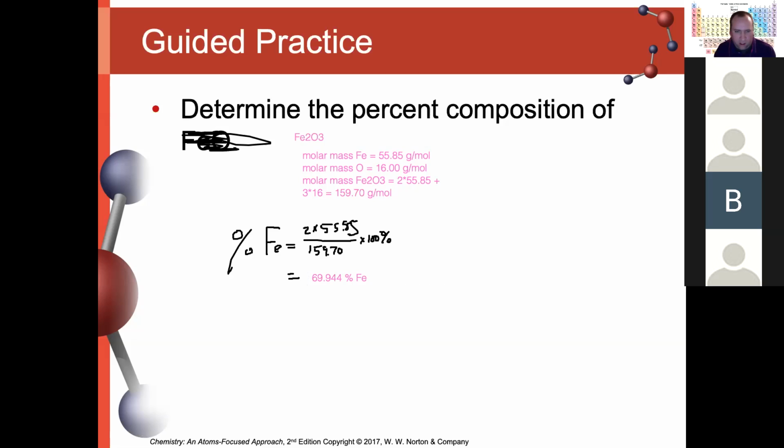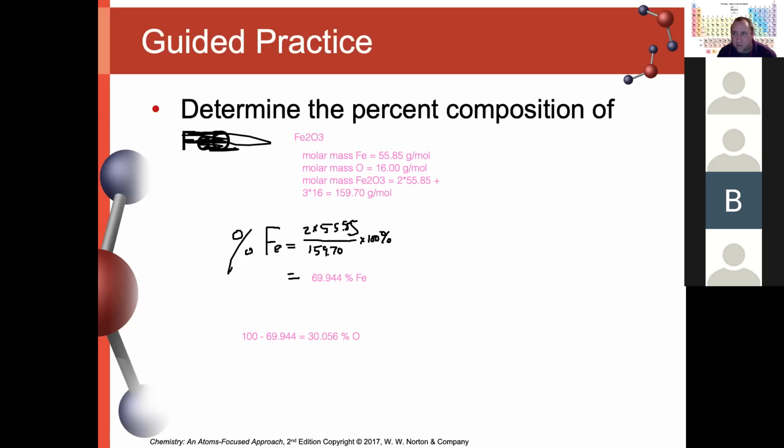And then using our subtraction rule, you get 30.056 as the percent for oxygen. And so the calculation is essentially the same. It's the same process. We just have to apply the concept of the formula to that calculation. That's all. Okay.